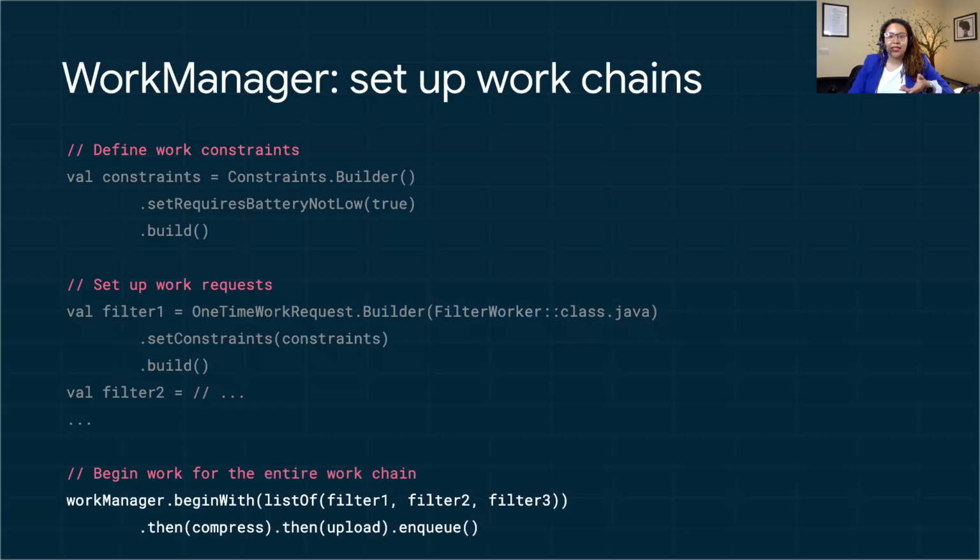But we're not done yet. We still have to add those last two tasks, compressing and uploading, to the chain, and then call enqueue to begin the execution. When I look at Work Manager and how far we've come with background work, it's really impressive. There would have been so much code to do this prior to using something like Work Manager, and now it's basically given to us for free.